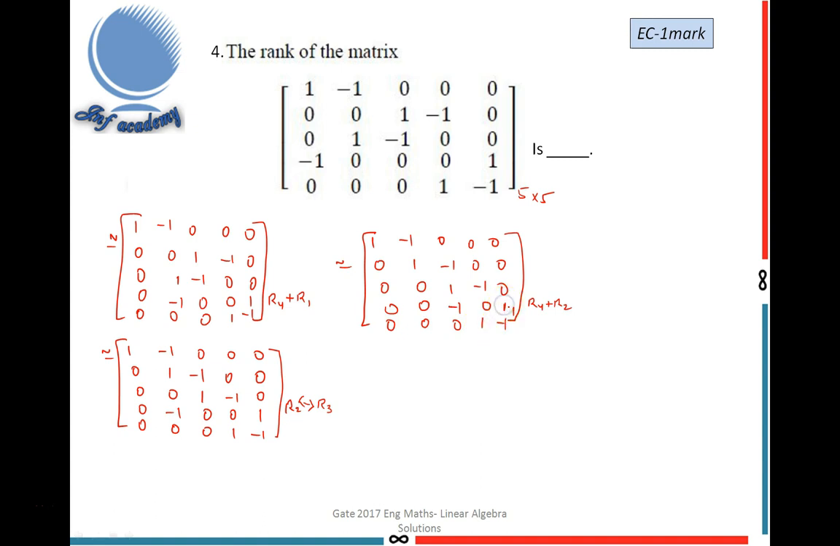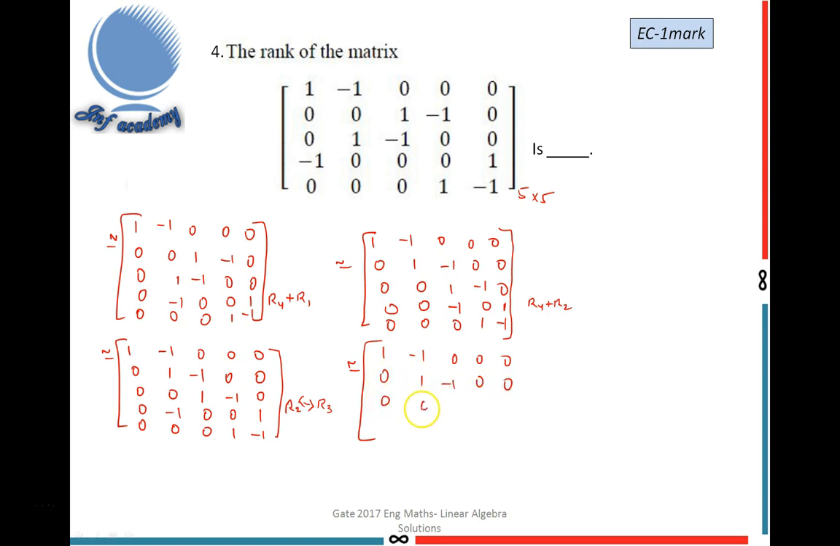This is 1. Okay. The next step is this element is 1. I convert this element into 0. So first row is the same. Second row also the same.